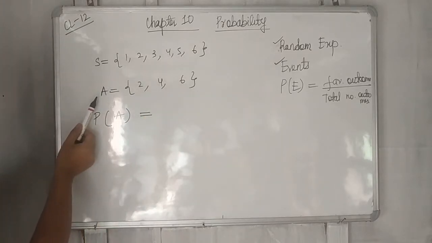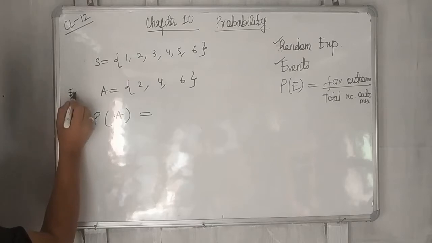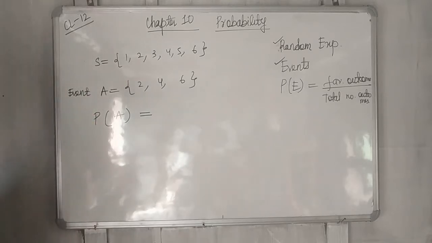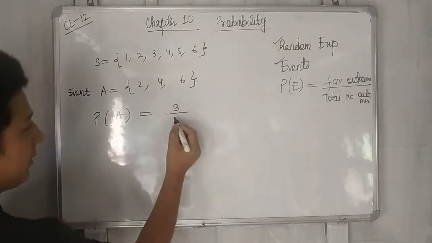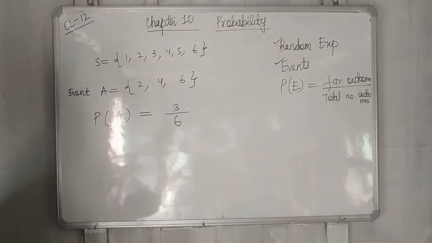What is event A? Event A is an event which gives only even numbers. So how many chances are there of getting even numbers? 3 divided by how much? Divided by 6. Out of 6 numbers, there are 3 numbers which can be even.